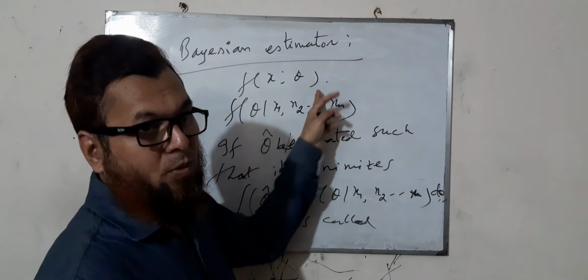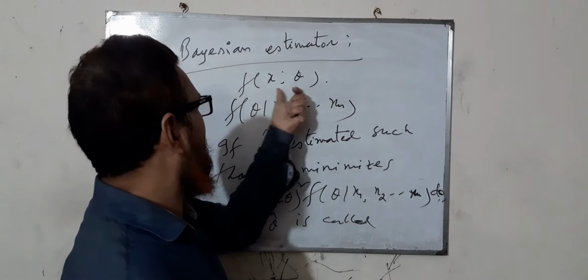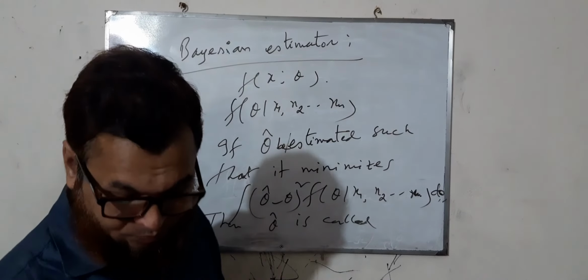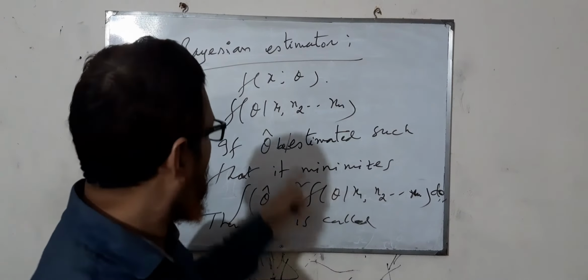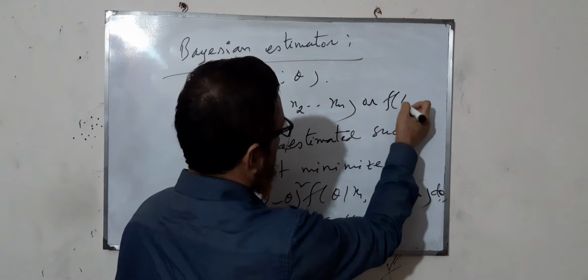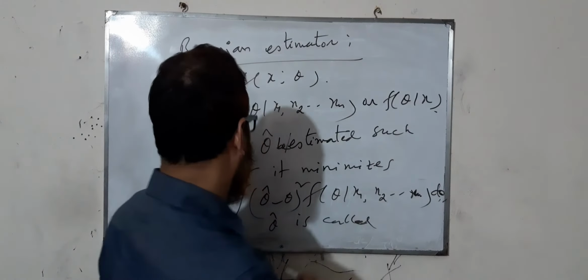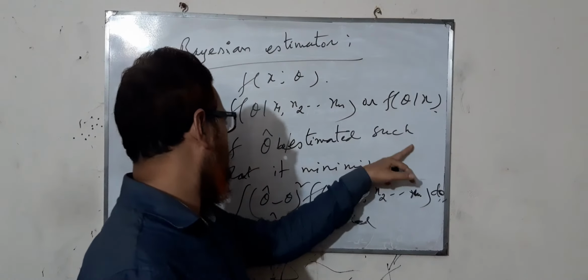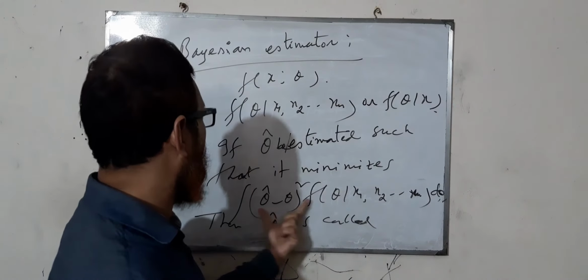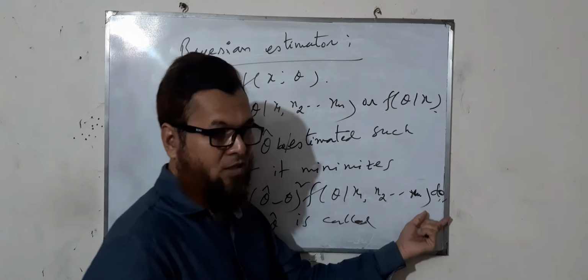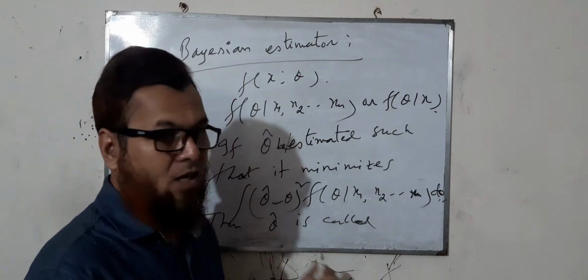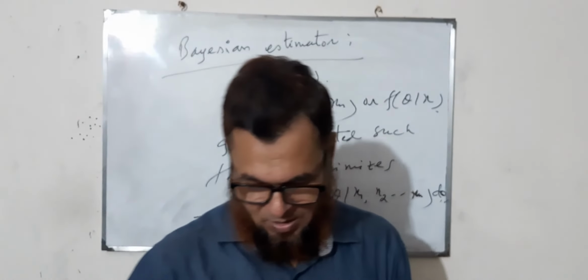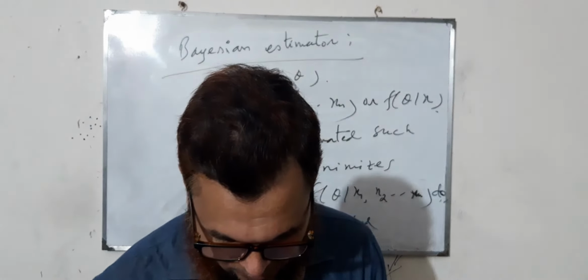Let x1, x2, ..., xn be a random sample of size n from the density function f(x, theta). The posterior distribution of theta is f(theta | x1, x2, ..., xn), or f(theta | x). If theta hat is estimated such that it minimizes this function, then theta hat is called Bayesian estimator of theta.